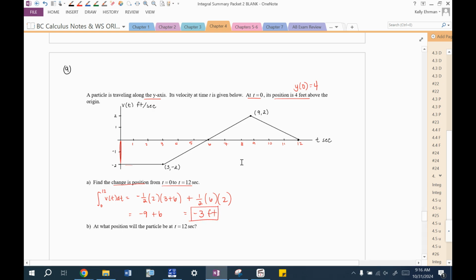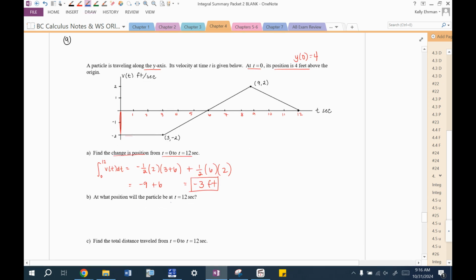All right. Part B. At what position will the particle be at 12 seconds? So change in position is negative 3 feet. At what position is saying, okay, you know that it starts at y of 0. You can add to that the change in position from 0 to 12. Again, it's good to set this up, even though you can just do the math, so you know how the calculus connects to the directions. So y of 0 is 4, we just figured out that this was minus 3, so y of 12, its position at 12, is positive 1 foot, or 1 foot above the origin.